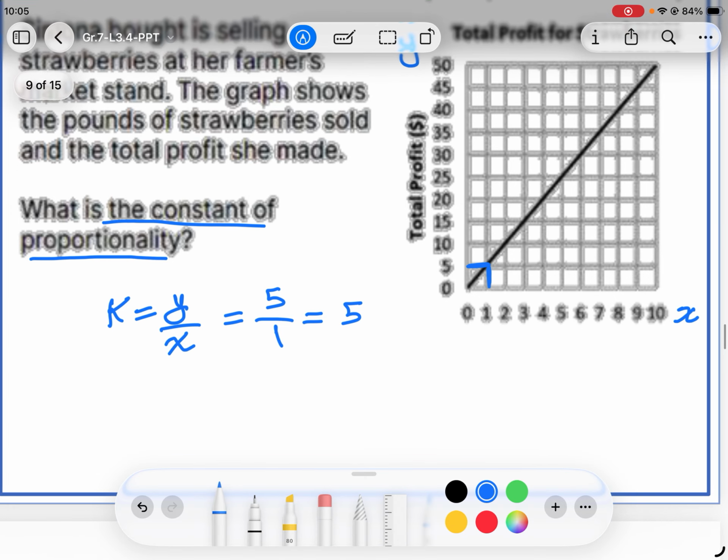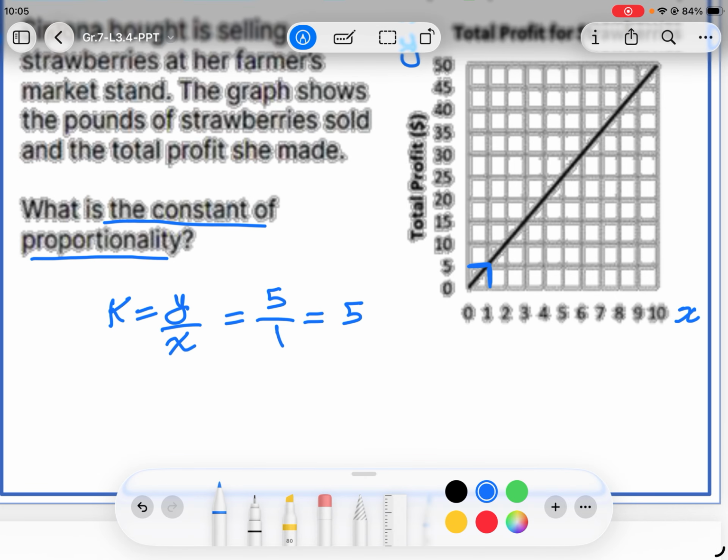Okay, if you are not sure, let's take another value. For example, we're going to take the value 6. Again, we do the same thing, k equals y divided by x. So when my x is 6, my y will be 30. And when you simplify it, 30 divided by 6, that will be 5. So just to make sure, we took another example to double check, and we got the same value. So my constant of proportionality is 5.